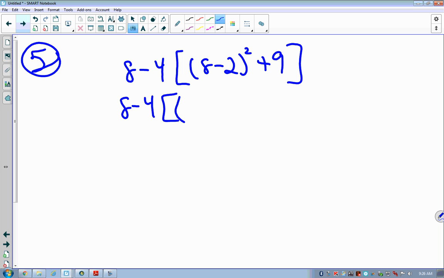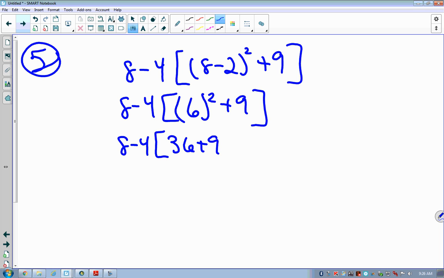What do I get with my parentheses? 6 squared plus 9. What's next? 8 minus 4 brackets. We got 36 plus 9. Okay, 8 minus 4. What's in my brackets now? 45. What's next? Negative 4 times 45. Yeah, it should be negative 180.